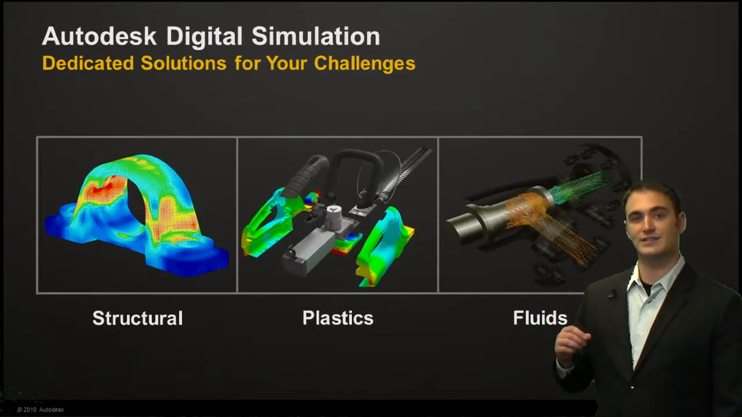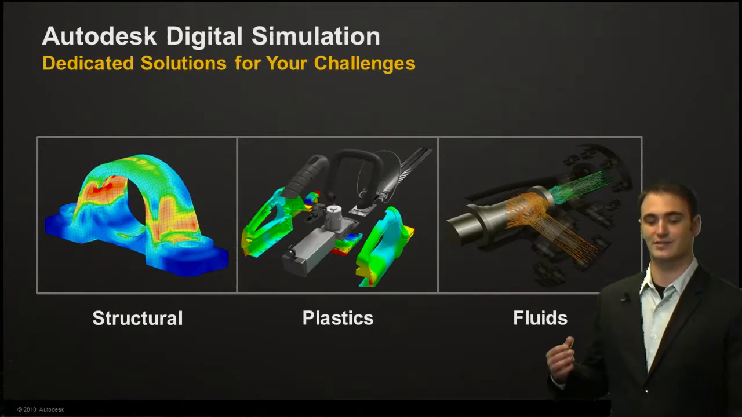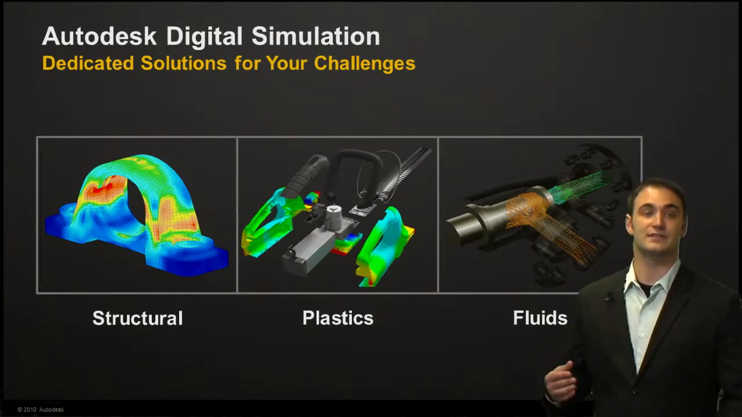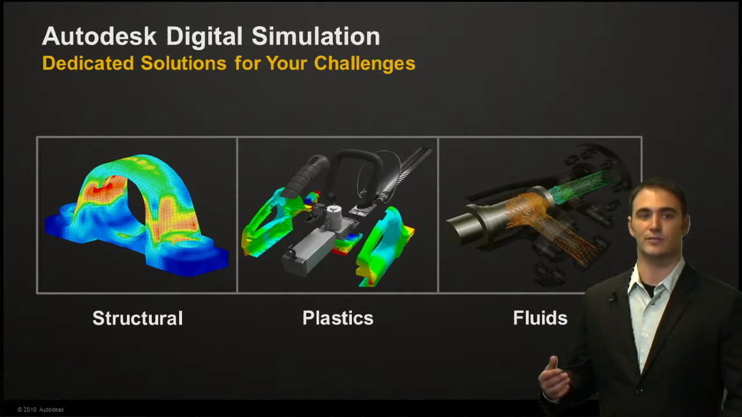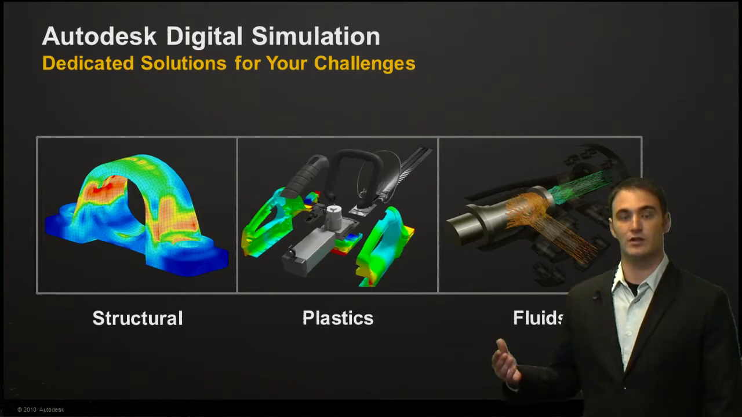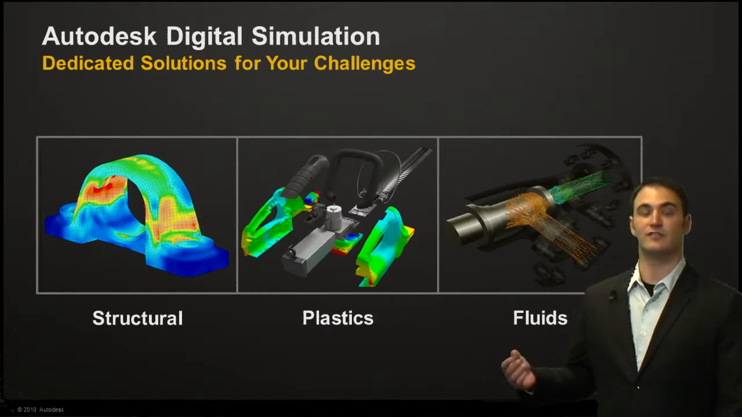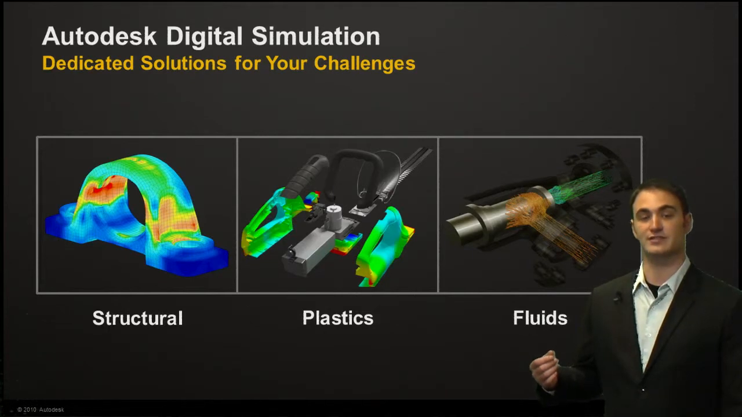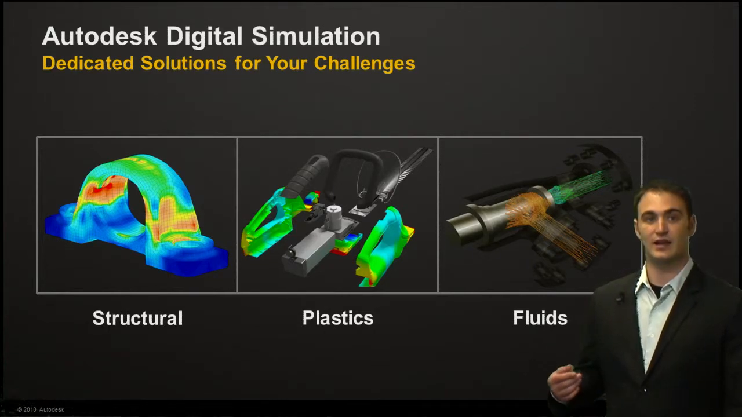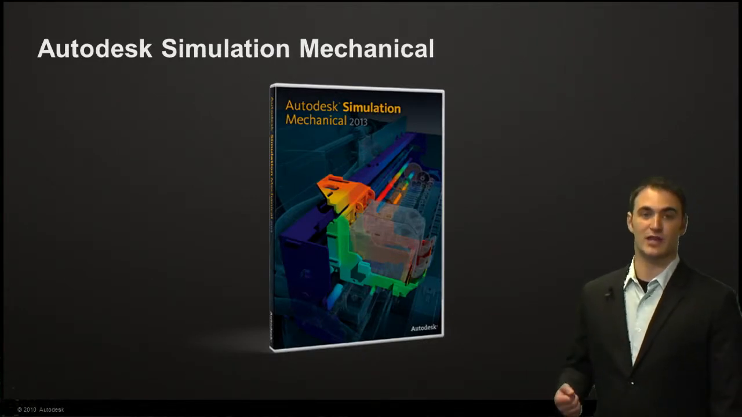Now, in the simulation division at Autodesk, we have a number of different products to help you with different types of tasks that you may need to accomplish. First is structural or mechanical simulation, then the plastic simulation product, which is Moldflow, and fluids, which is our Autodesk Simulation CFD package. Today, again, we're going to be focusing on the structural portion, or Autodesk Simulation Mechanical.